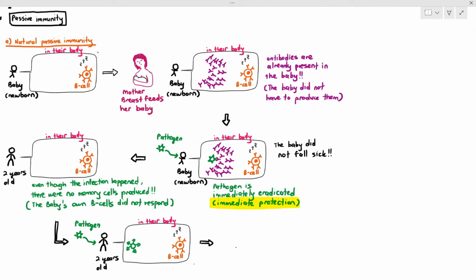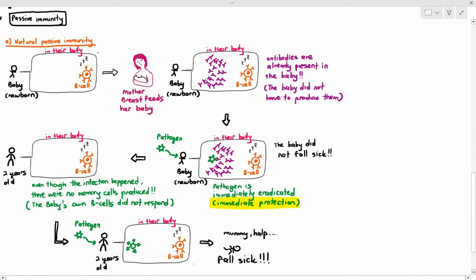So, if the toddler who is now 2 years old gets infected by the same type of pathogen 2 years later, will they fall sick? Yes, they will fall sick. Okay, because remember, it takes some time for the B cells to respond to the pathogen. And due to the absence of memory cells, the child will fall sick. Okay, and it takes a few days for active immunity to then kick in.